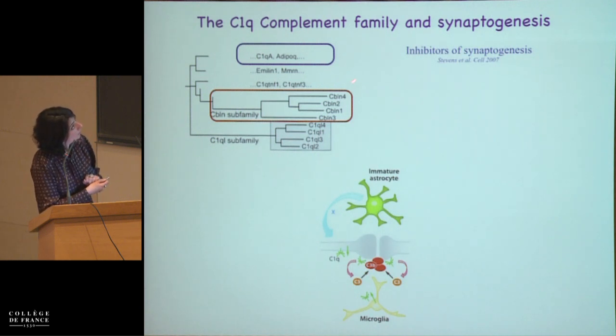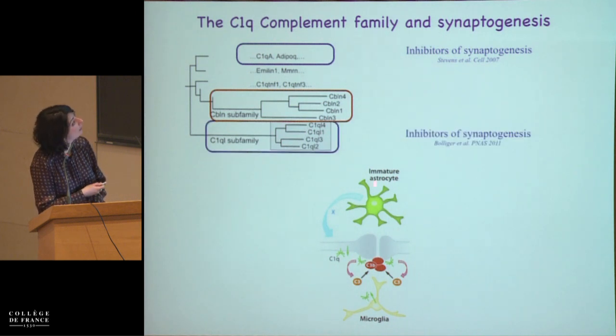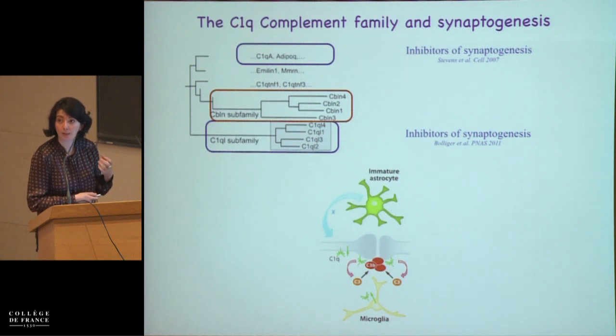The other proteins of these families that have been shown to play a role in synaptogenesis, in particular by Ben Barres' lab, are the classical component of the complement family. And they have been shown to actually regulate synapse elimination during development through an interaction with astrocytes and microglia. And the last subfamily that I'll be telling you more about today is the C1q-like subfamily that has been little studied. A recent study from the Sudhof lab showed that this C1q-like family seems to promote synapse elimination in cultured hippocampal neurons.